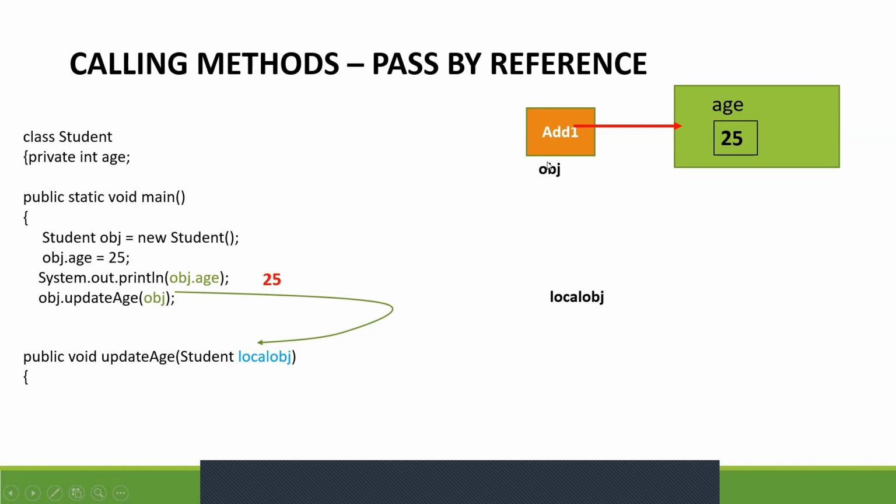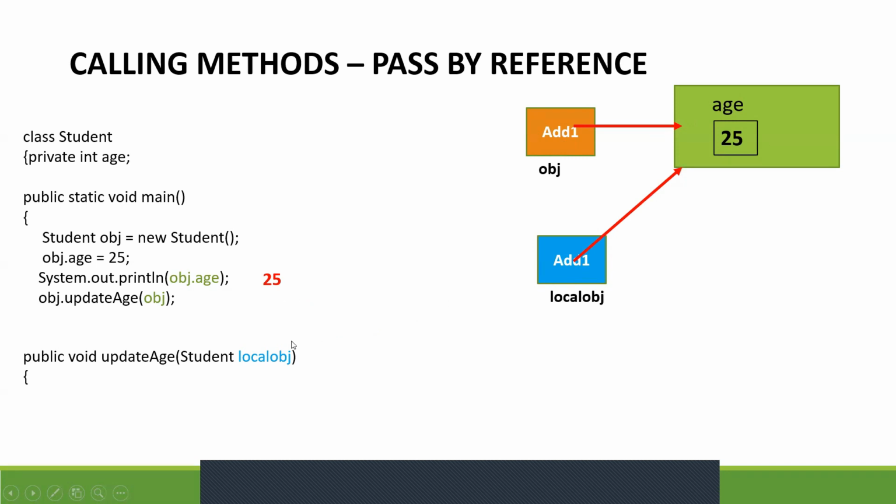Now, what is the value present in obj? It is an address. Remember, it is an address. So that address gets copied to localObj. So hence, now localObj will also refer to that same memory location. So that is why we are saying passing the reference. We are copying the address from this variable obj to the formal parameter localObj.